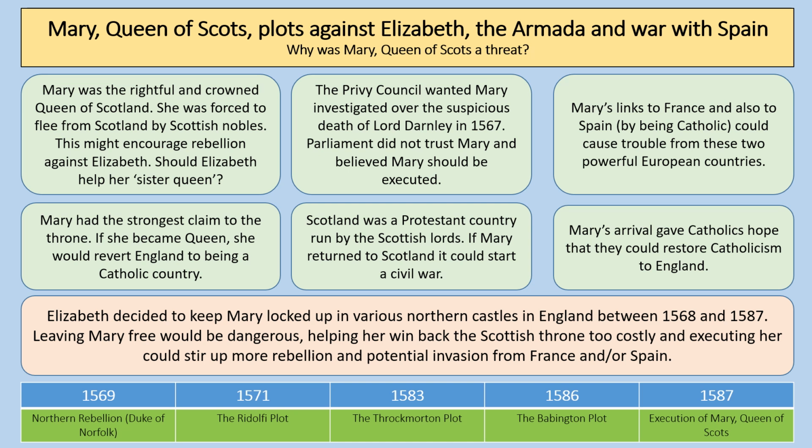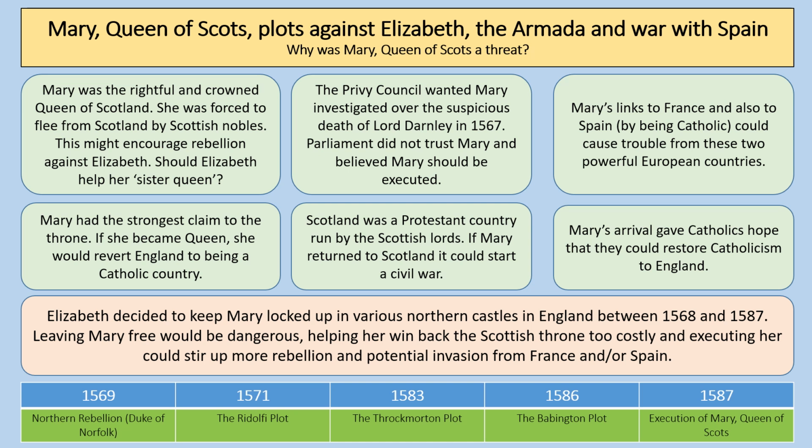Now, Elizabeth's Privy Council wanted Mary investigated over the suspicious death of Lord Darnley, one of her husbands, in 1567. Parliament did not trust Mary and believed Mary should be executed. Now, William Cecil is really key in this. He's very, very distrustful of Mary Queen of Scots and sees Mary as a real threat to the stability of England.